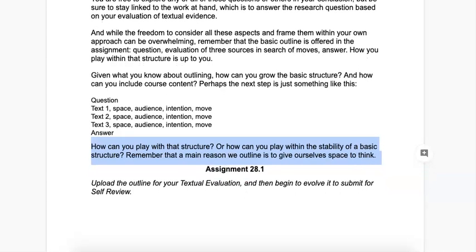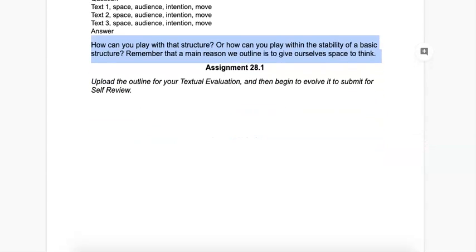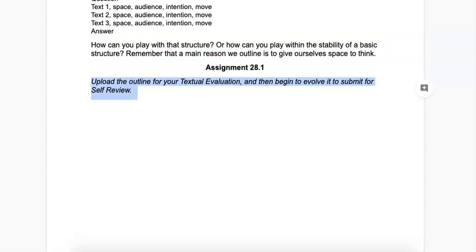How can you play with the stability of a basic structure? Remember that a main reason we outline is to give ourselves space to think. Assignment 28.1. Upload the outline for your textual evaluation, and then begin to evolve it to submit for self-review.